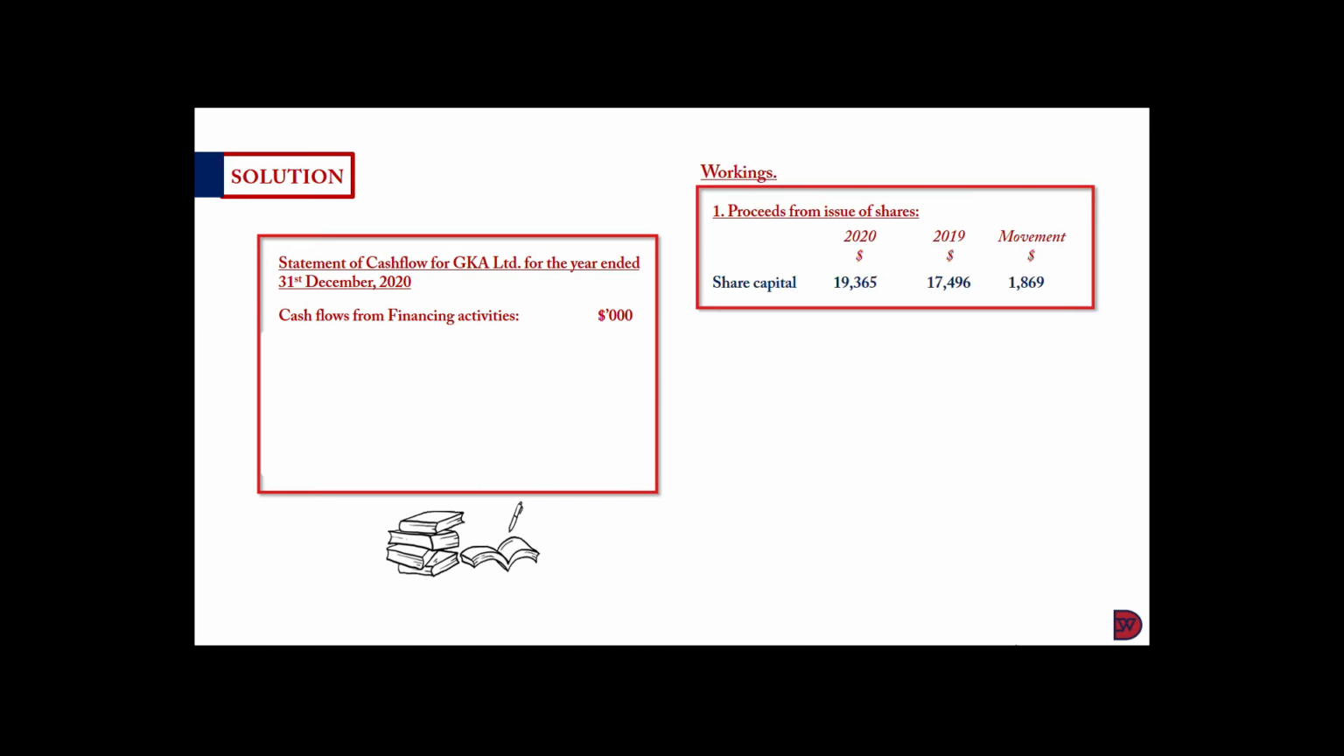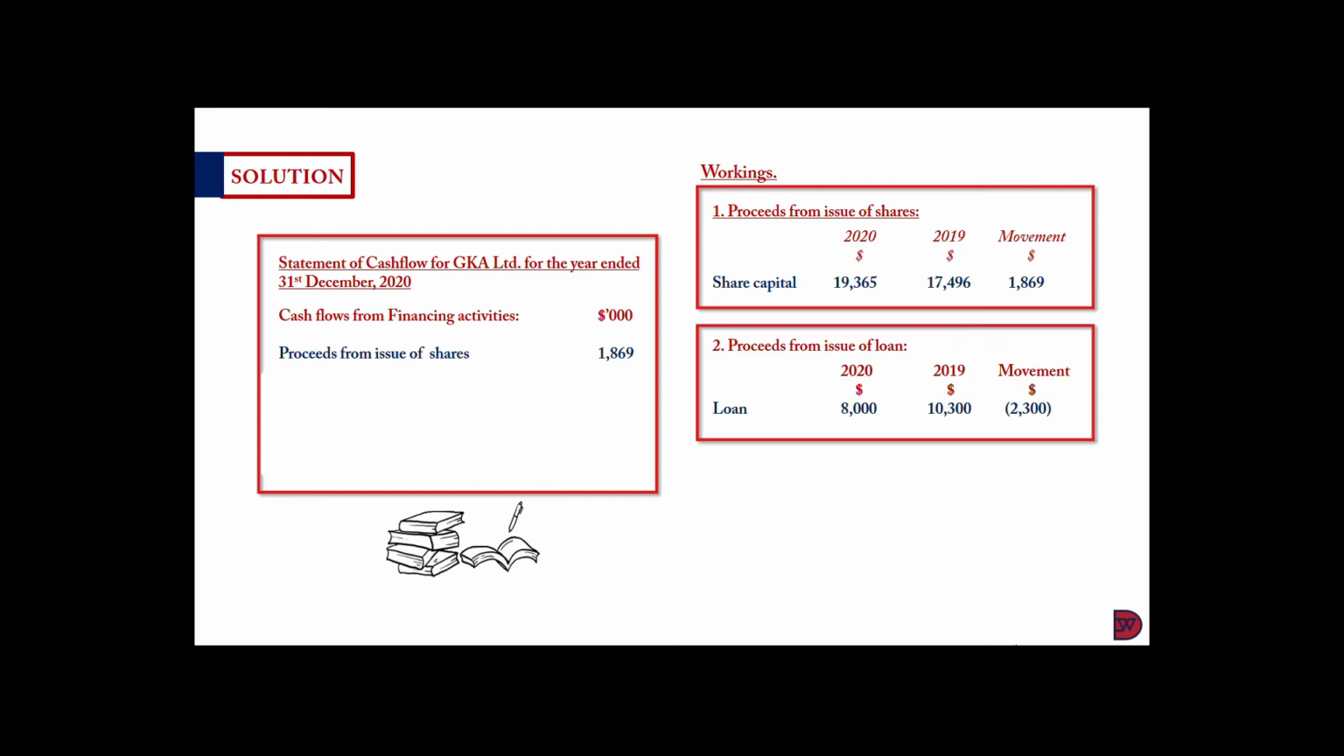For financing activities, we'll first deal with the issue of shares. Comparing the share capital of 2019 and 2020, we realize there is an increment of 1,869. So we put it here positively. There is an issue of loan. There has been a reduction. 2019 was 10,300. 2020 is 8,000. It means that an amount of 2,300 has been paid out of the loan that was secured. So we less it from here.